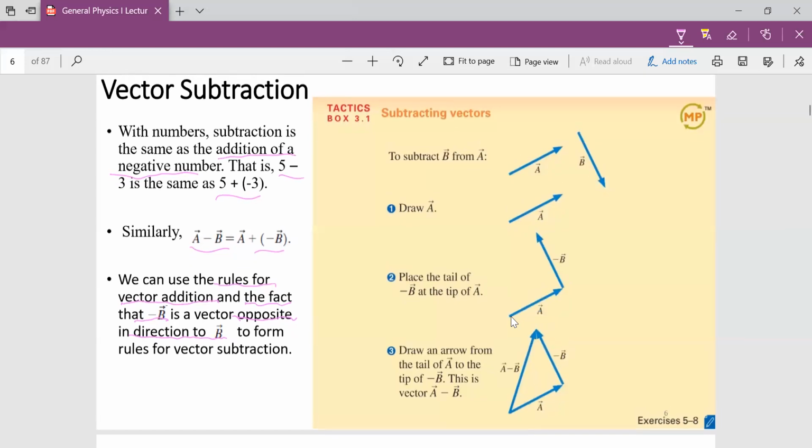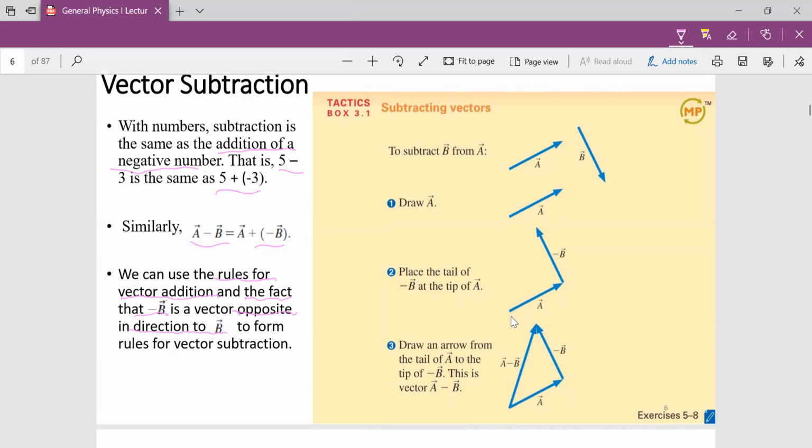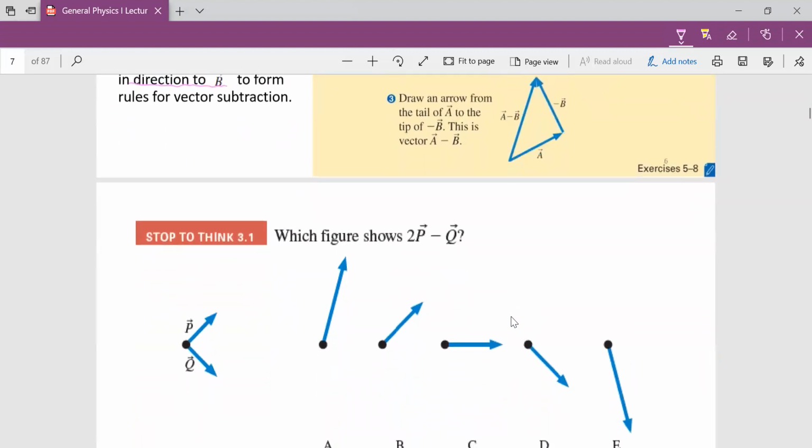Okay, so let's look at an example here. We have A and B, vector A, vector B. You want to subtract B from A. Subtracting B from A, it means A minus B, right? So we draw A. Then we know that B is minus B, we reverse B. So you see the reverse of B. Then we make the resultant, which is the net vector A minus B. So minus B was just reversed to get minus B. So this is the final answer for that representation, okay?